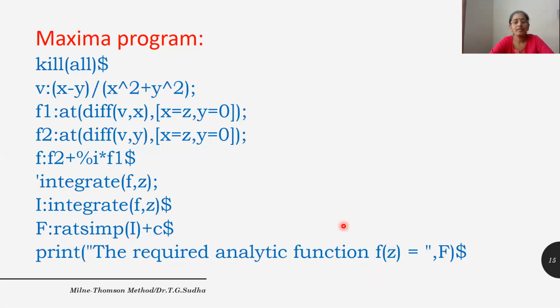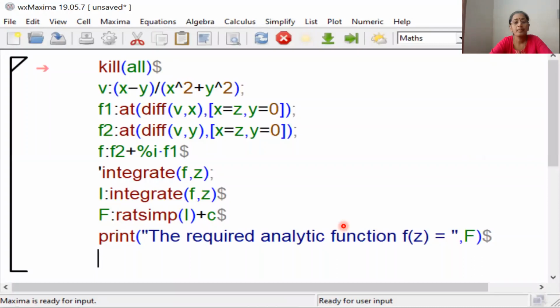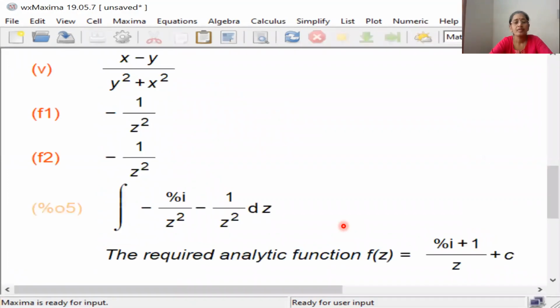Now let us go to the Maxima window. Copy the command. So this is the command in the Maxima window. Let us execute using shift enter. So this is the output obtained here. So this is v, and f1 is minus 1 by z square. We had seen that. F2 was also minus 1 by z square.